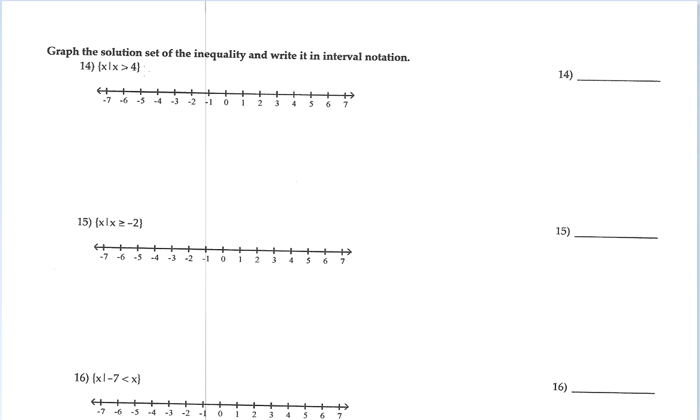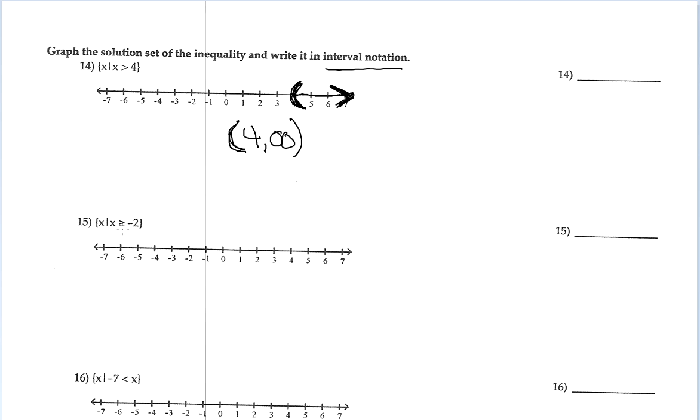Okay, here we'll graph the solution set of this inequality. So x is greater than 4. So here's 4. My line going this way, all the values that are greater. At the 4, I'm going to put a parentheses because of the inequality without the equal sign. And my interval notation, therefore, is going to be parentheses 4, comma, infinity, and close parentheses.